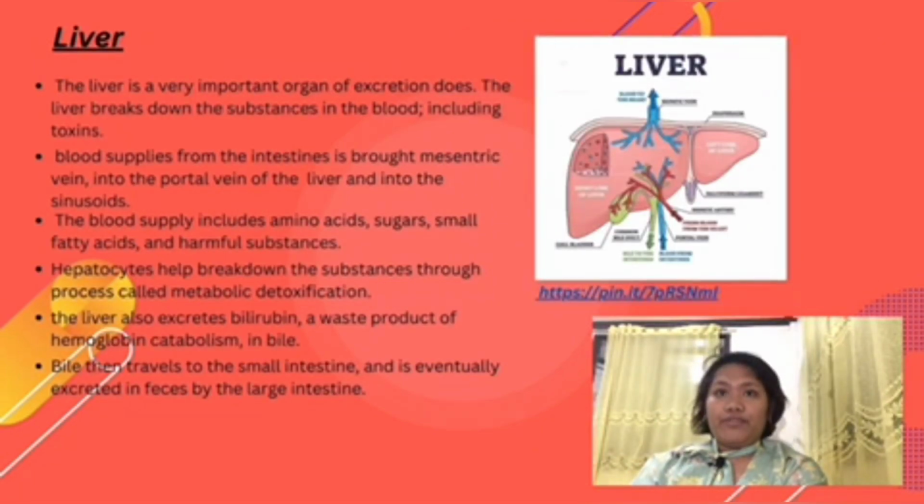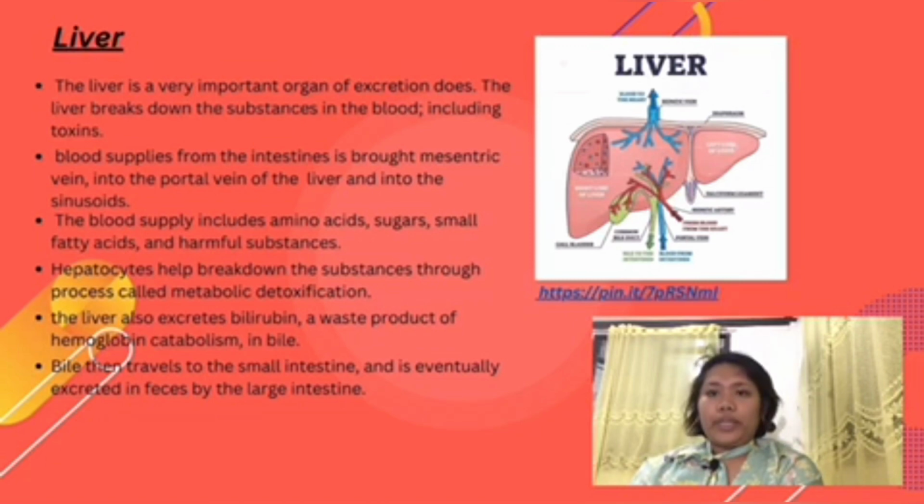Now we have the liver. The liver is a very important organ of excretion. The liver breaks down the substances in the blood, including toxins. Blood supplied from the intestines is brought by the mesenteric vein into the portal vein of the liver and into the sinusoids. The blood supply includes amino acids, sugars, small fatty acids, and harmful substances.